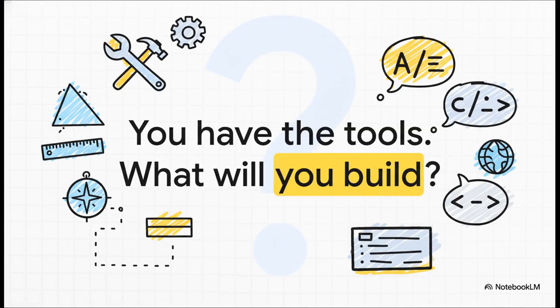Remember that mapping problem from the very beginning? Now you have the math tools to calculate all the distances and angles, and you've got the string tools to handle the city names. So you have the tools in your toolkit. The only question left is, what will you build?